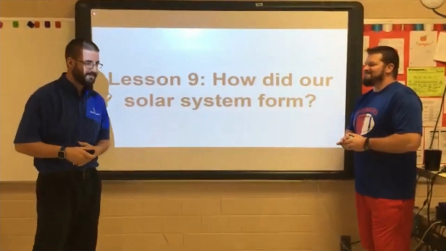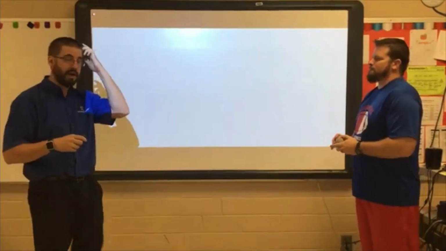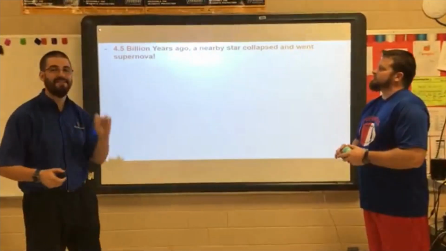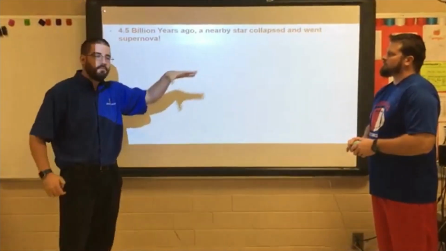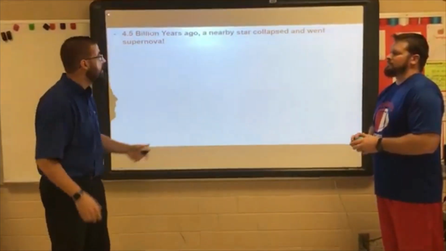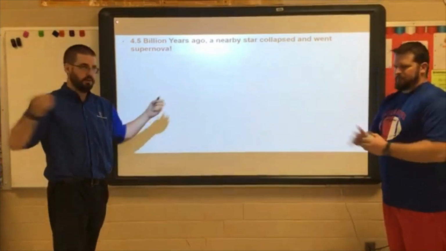So, first of all, we have to go back in time. We're going to kind of talk about how the solar system formed. And we have to go back about 4.5 billion years ago. And a nearby star, and by nearby I mean a couple light years away, very, very far away, collapsed and it went supernova, gigantic explosion. Boom!